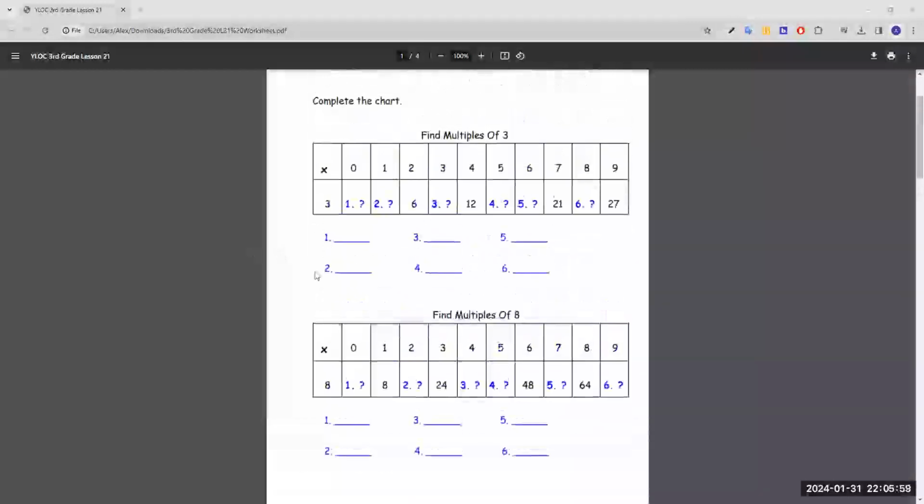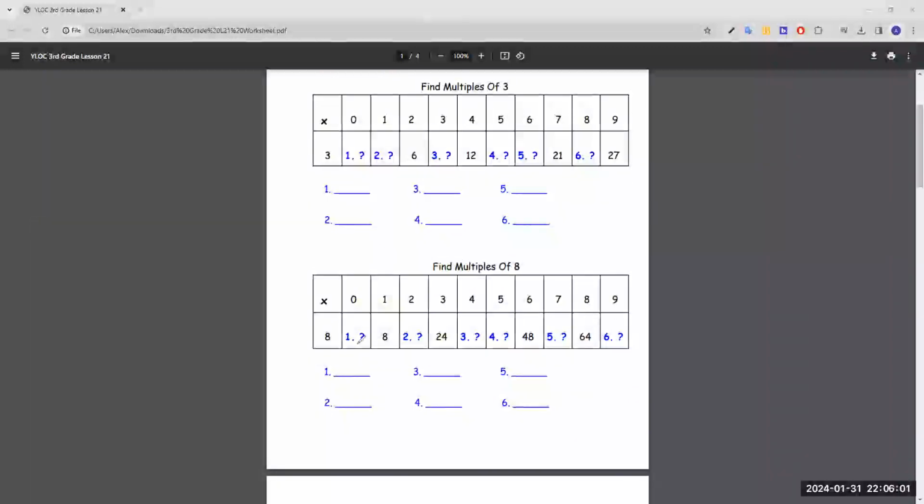Finding multiples of 8. Anything multiplied by 0 is just 0. Double of 8 is 16. 24 plus 8 is 32, or 8 times 4. 8 times 5 is half of 8 times 10, which is 80, divided by 2, which is 40. 8 times 7 is 56, and 8 times 9 is 72.